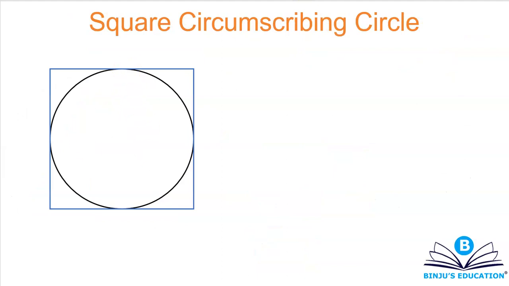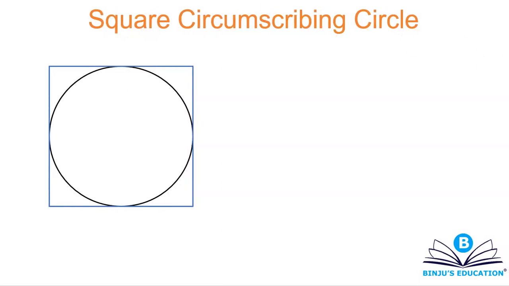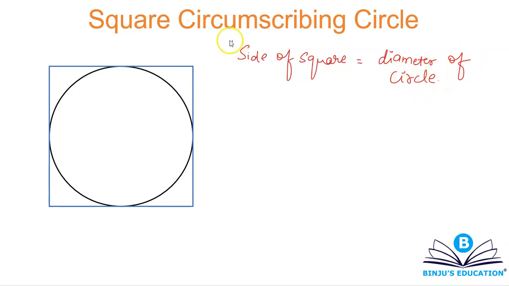Next one is square circumscribing a circle. So whenever you have a square circumscribing a circle, you will remember that the side of a square is equal to the diameter of the circle. Side of a square is equal to diameter of a circle.